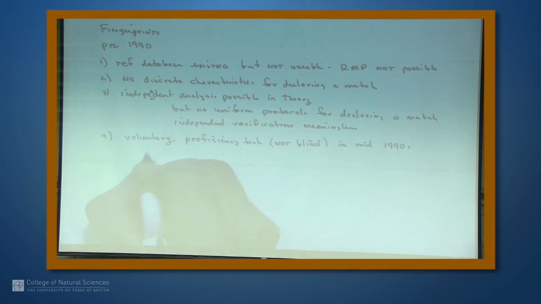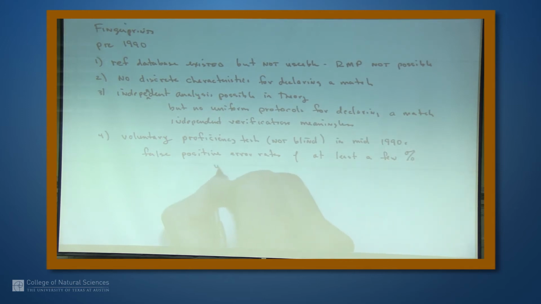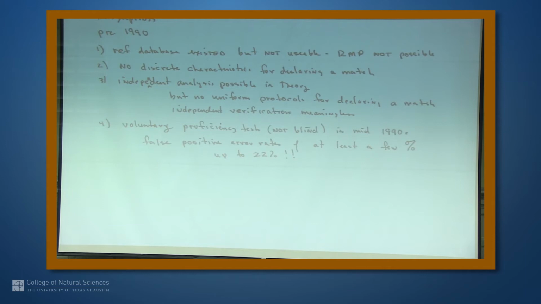And what do they find? False positive error rates of at least a few percent, but up to 22%. They're making mistakes all over the place.